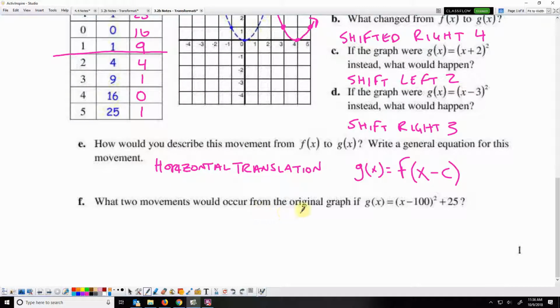What two movements would occur from the original graph if we've got this function? x minus 100 squared plus 25. So that minus 100 inside of that function means it's going to move right 100. And that plus 25 outside of the function means it is going to shift up 25.